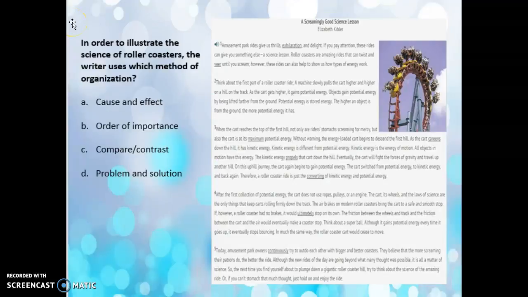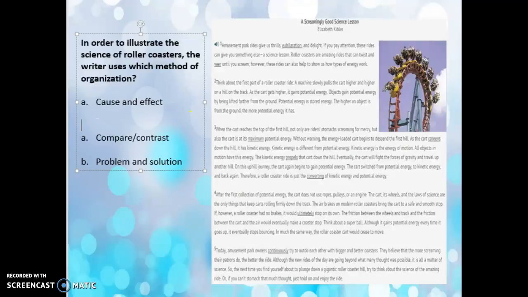In order to illustrate the science of roller coasters, the writer uses which method of organization? Is it A, cause and effect, B, order of importance, C, compare contrast, or D, problem and solution? Can't be order of importance because order of importance, remember, are lists, almost things that are like your top 10 favorite things to do on the weekend in order. So this is not a list. So I'm going to say no, it is not order of importance.